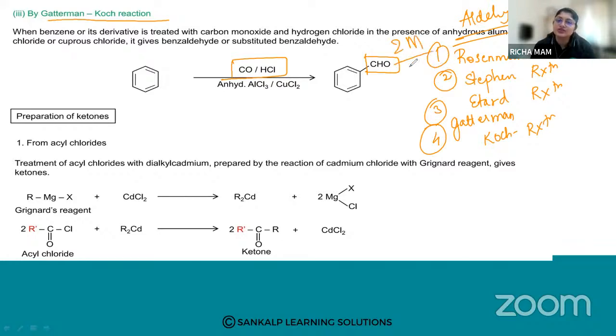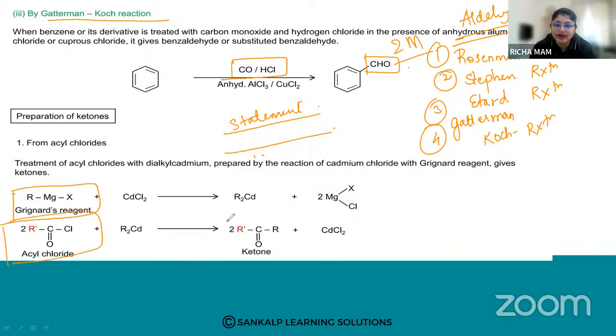It can be a 2 marks question. The question can be: explain Rosenmund reaction with an example, or explain the Rosenmund reaction with a general reaction. So what you have to do is give an explanation in the form of a statement, then write the reaction and write the names. Now, how it is written: Grignard reagent, acyl fluoride, this is ketone. Like this you have to explain. So you should not miss these things.